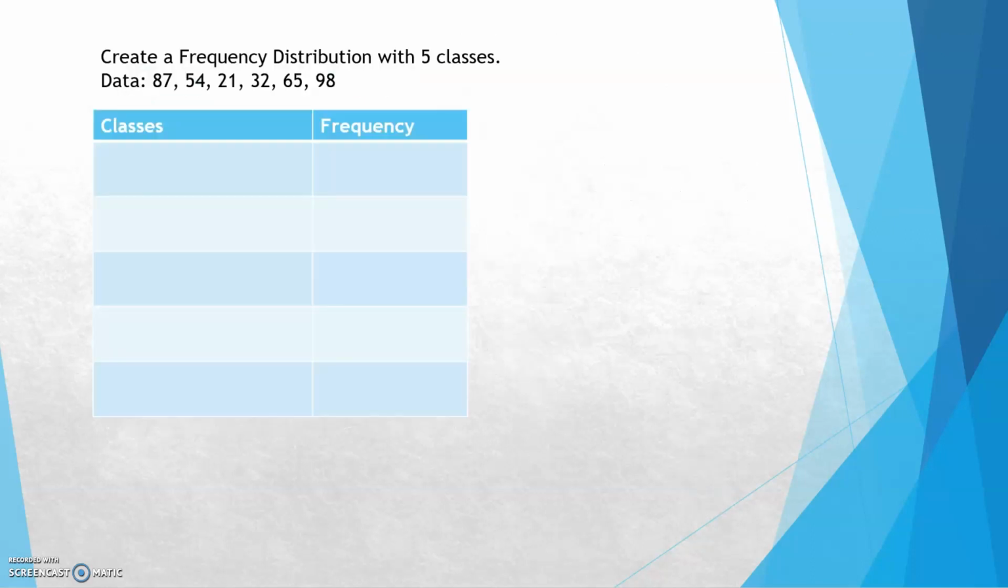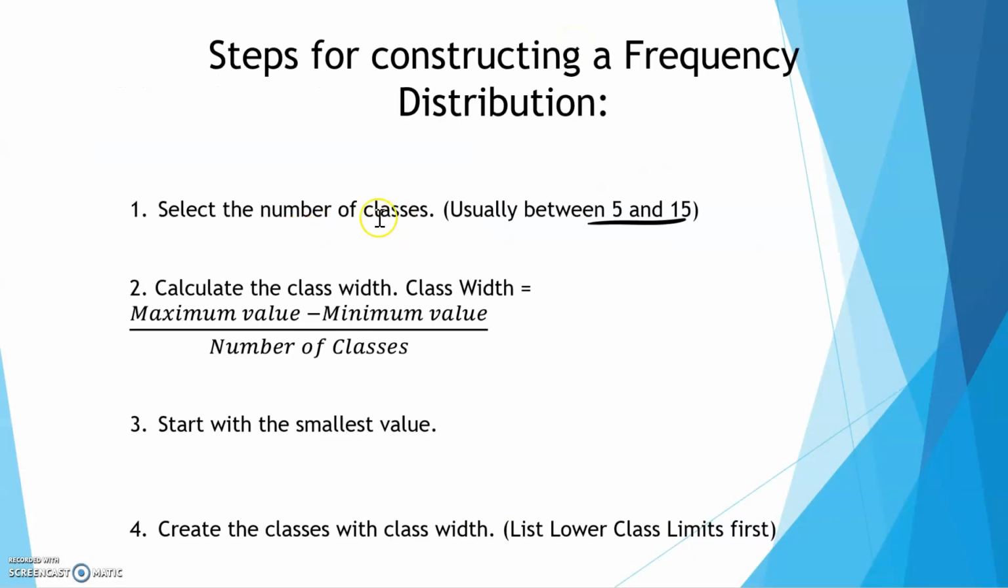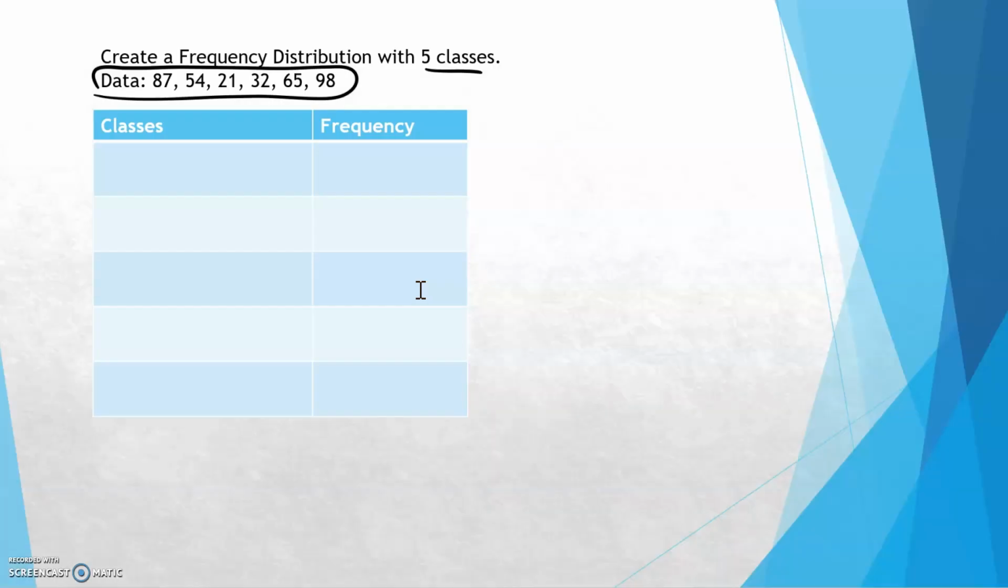Okay, now let's actually make a table with 5 classes using this data right here. Now since the table is not already created for us, we're actually doing that ourselves. What we need to do is number 1, how many classes do we need? That's the first thing. Select the number of classes. Well, they said use 5. Second thing is calculate the class width. So that would be class width, which is max minus min divided by the number of classes.